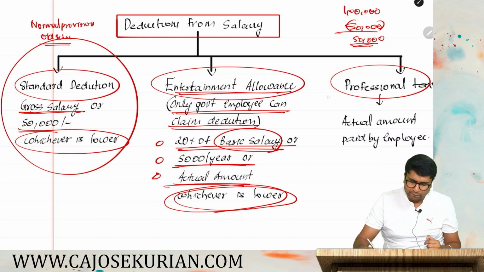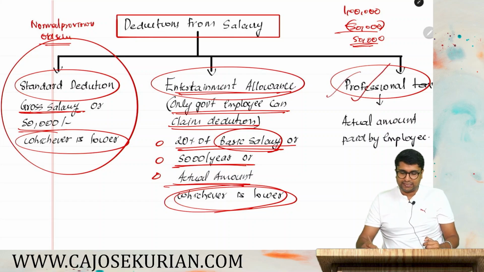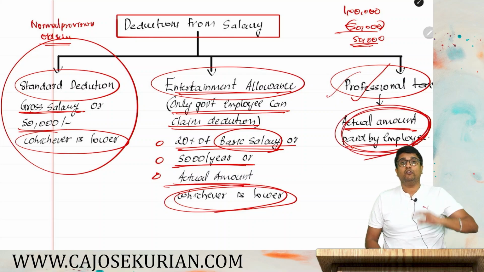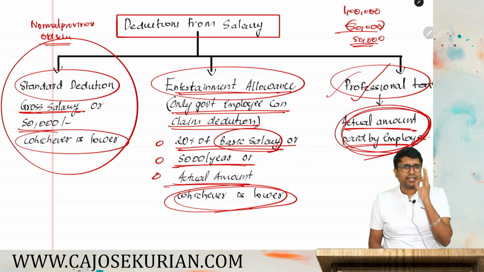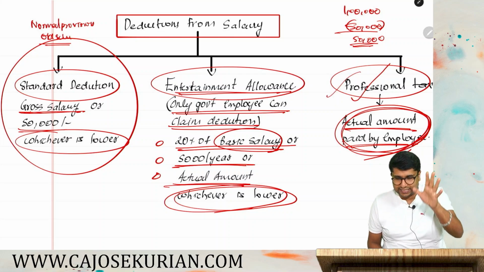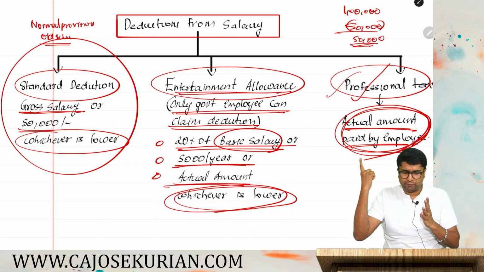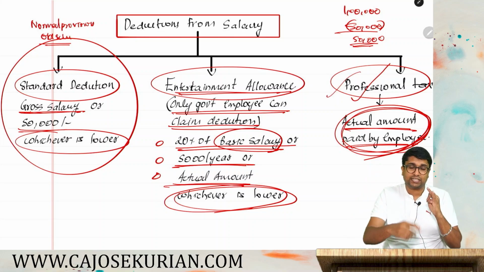Now, if you are a person who has paid professional tax, then the actual professional tax paid by the employee is allowed as a deduction. You can claim the actual professional tax paid by you as a deduction. So these are the 3 deductions that you can claim. Number 1, standard deduction. Number 2, entertainment allowance deduction. Number 3, deduction for professional tax.